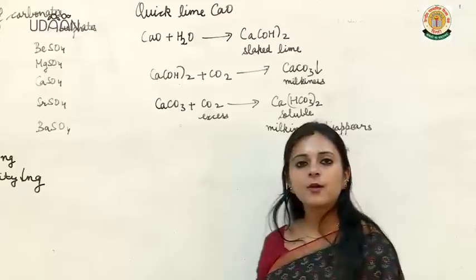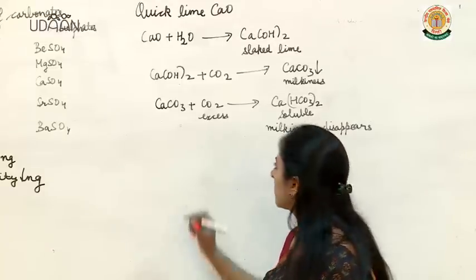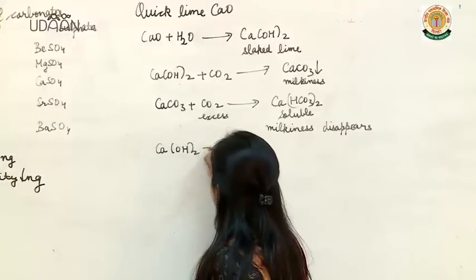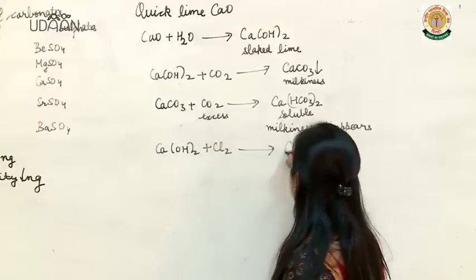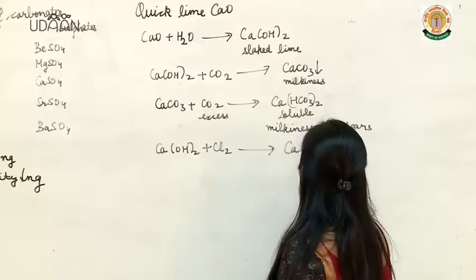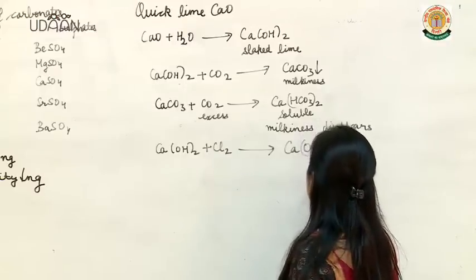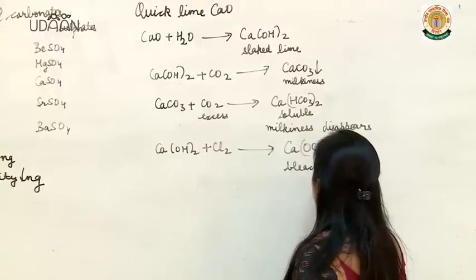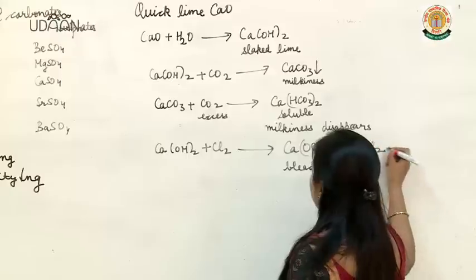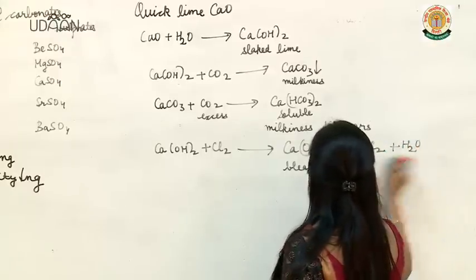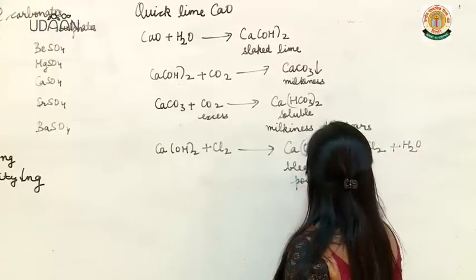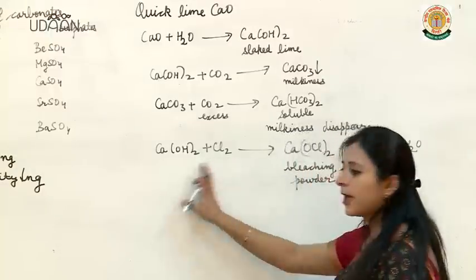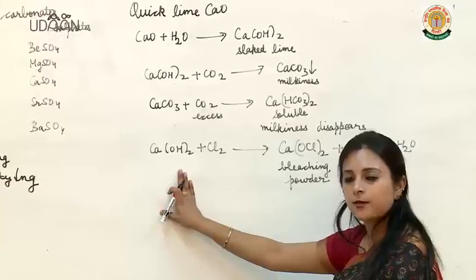Now, what happens when we pass chlorine gas through this calcium hydroxide? Ca(OH)2 plus Cl2 gives CaOCl2. What is this CaOCl2? This CaOCl2 is bleaching powder. So, bleaching powder is obtained when we pass chlorine gas through calcium hydroxide.